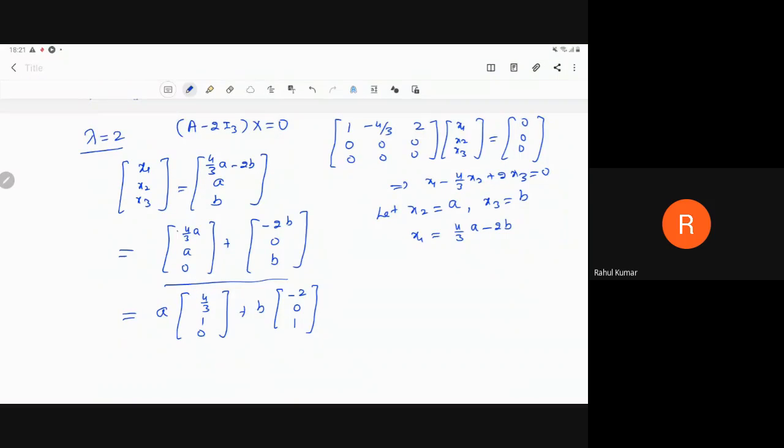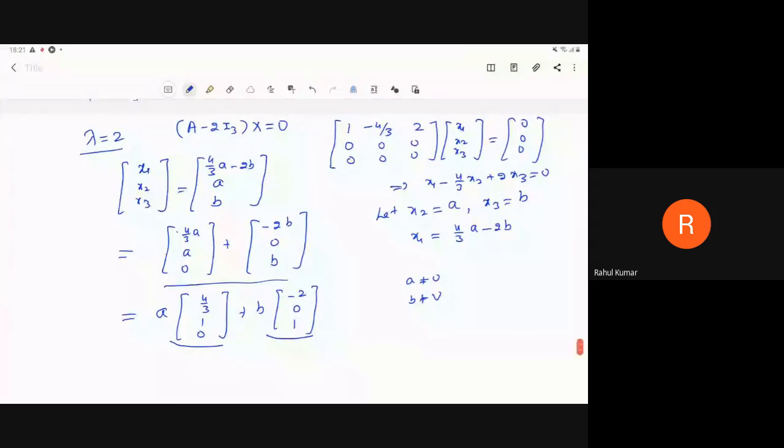So for lambda equal to 2, what is the situation? Any combination of these two vectors, at least either A should be non-zero or B should be non-zero. Any combination of these vectors is an eigenvector. Any linear combination of these vectors is an eigenvector.